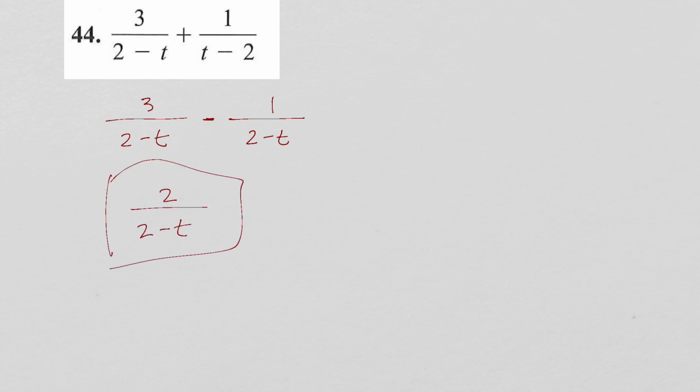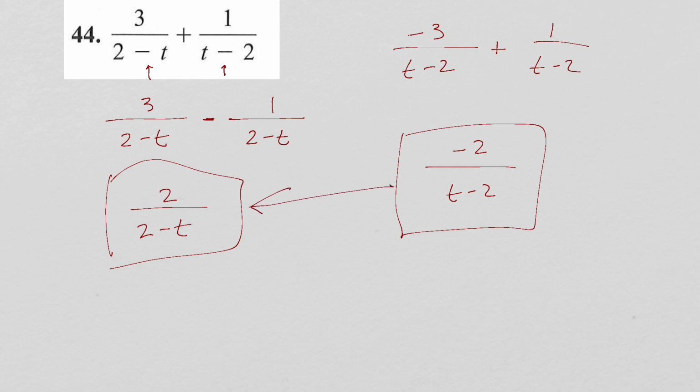Now, another way to have done this was to make this look like this. In other words, put a negative 3 over t minus 2, but now it's a plus 1 over t minus 2. Negative 3 plus 1 is a negative 2 over t minus 2. These two answers are equivalent. Neither one is better than the other. They're both fine.